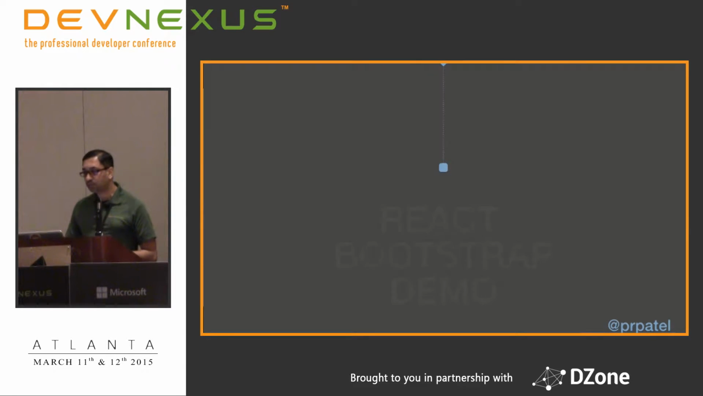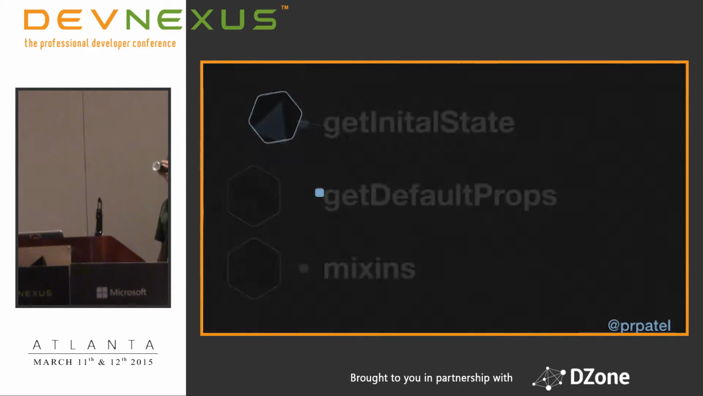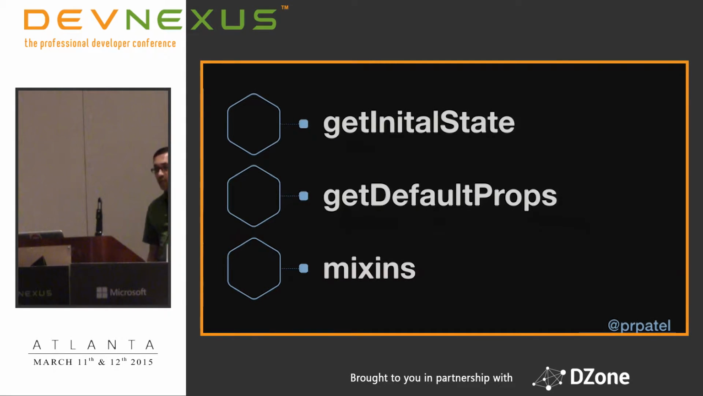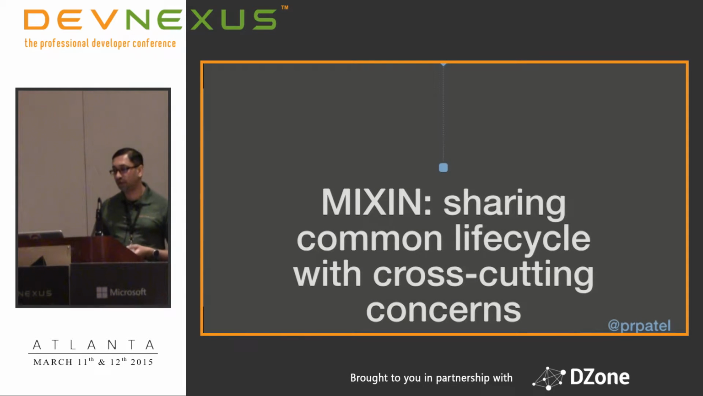All right. So let's talk about the component specifications for a few minutes, now that we've seen some code and done some examples. There are a few things that I'd like to highlight. The first thing is, inside of a component, there are a couple of helpful methods, helpful properties that you override as functions. Get initial state, get default properties. There's this concept of mixins, which I'll get into in just a second, that allows you to easily reuse code between different components for these life cycles, right?